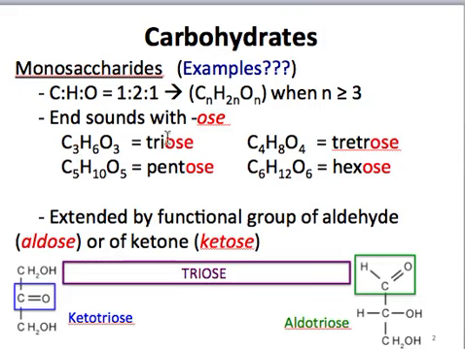For example, triose is a monosaccharide containing 3 carbon atoms. As mentioned earlier, carbohydrate might be aldehyde called aldose or ketones called ketose. So the general name could be extended with aldo or keto in front of its name. For example, ketotriose means a monosaccharide containing 3 carbon atoms with ketone functional groups. Likewise, aldotriose means a monosaccharide containing 3 carbon atoms with aldehyde functional group.